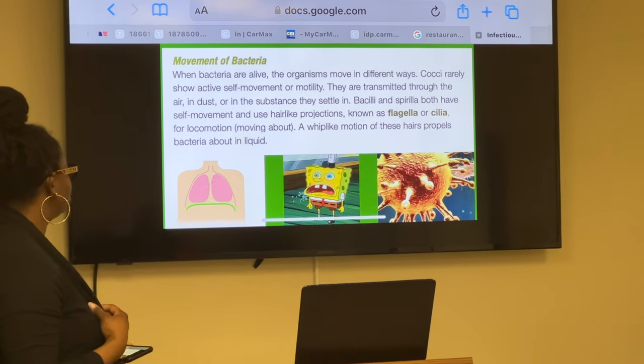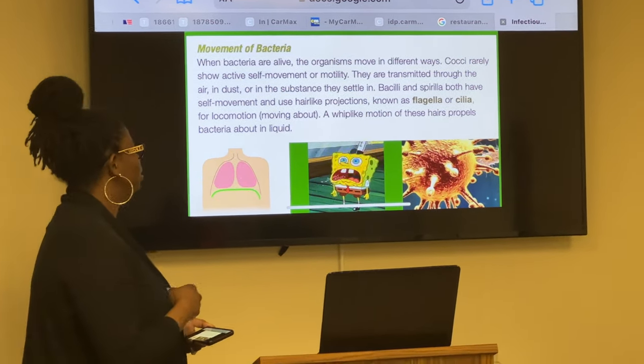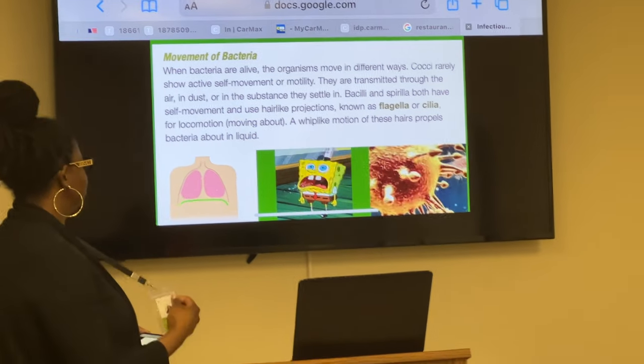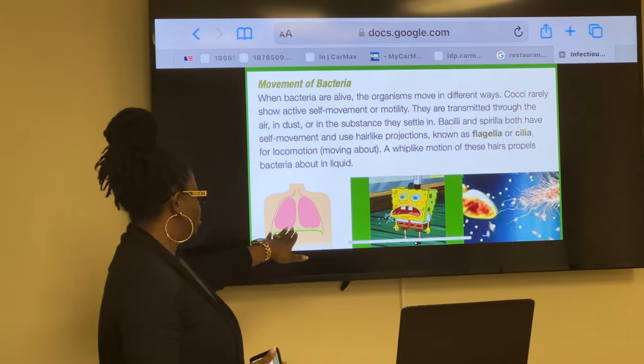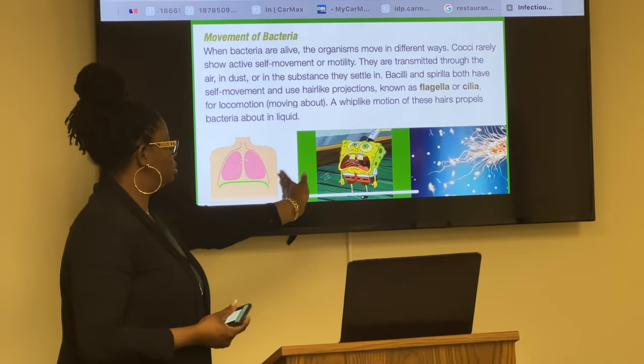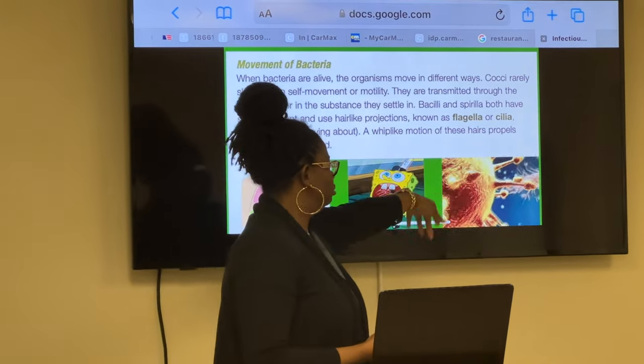Cocci rarely show active cell movement or motility. They are transmitted through air and dust and the substance they settle in. So this is SpongeBob's lungs. He's coughing, he's sick, it's coming out, and then they're floating through the air.